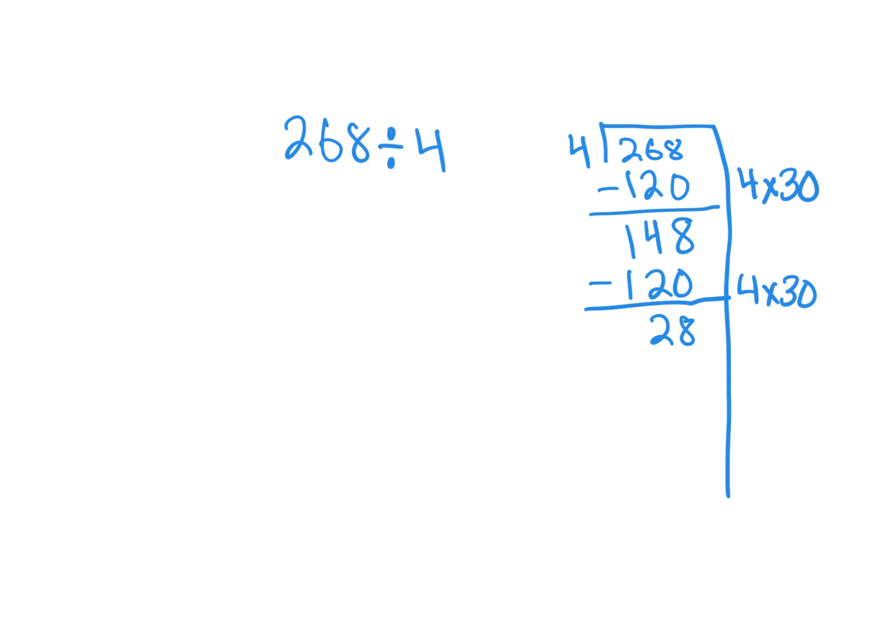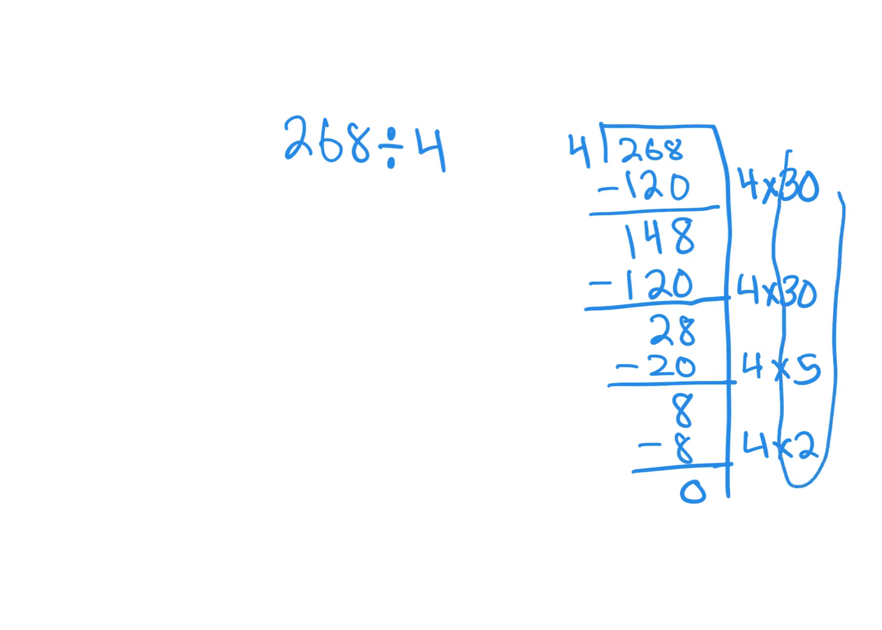And now you need a 4 fact that equals 28. The beauty is, if you don't know a 4 fact that equals 28, you can pick a 4 fact. I'm going to pretend like I don't. And I'm going to say, I know 4 times 5 is 20. And do I know a 4 fact that equals 8? I do. 4 times 2 equals 8. So my answer here would be whatever I multiplied 4 by. 30, 35, and 2, which is 67.